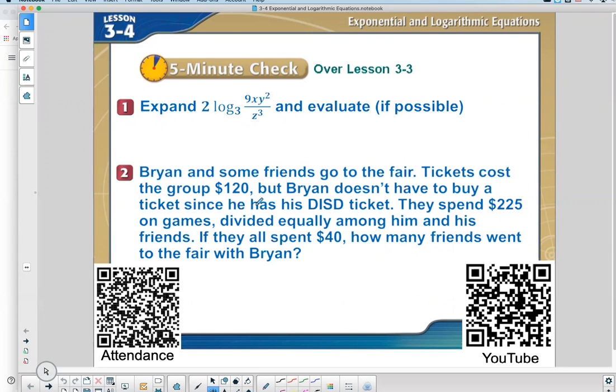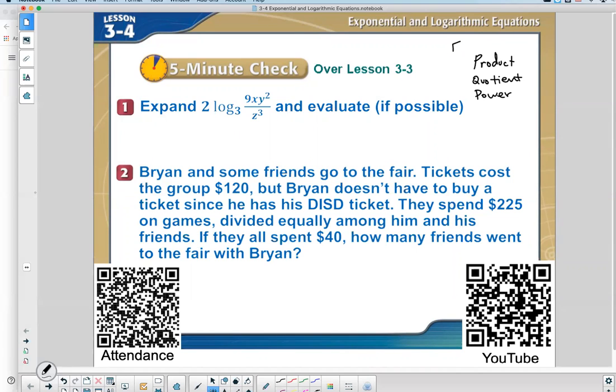I got two problems on this bell ringer. It says expand this log and evaluate if possible. I just want to remind you that last class we talked about three different types of properties. We had the product property, we had the quotient property, and I also had the power property.